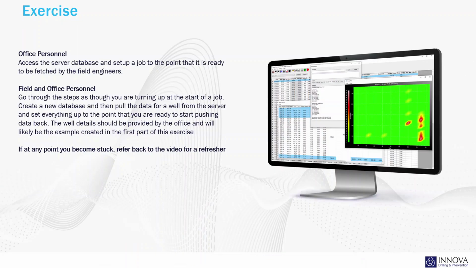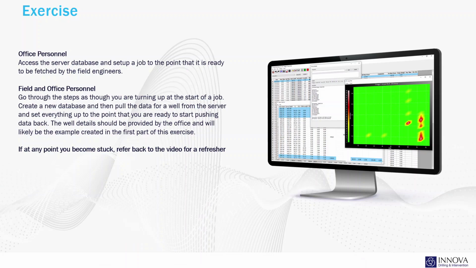We've now completed the question and answer section, so we'll now move on to the exercise section. The exercise section is split up into two sections. The first part is for office personnel and the second part is for field and office personnel. So the first part, the office personnel should access the server database and set up a job to the point that it is ready to be fetched by the field engineers. And the reason that this is only office personnel is because it will only be office personnel that will have direct access to the server database.